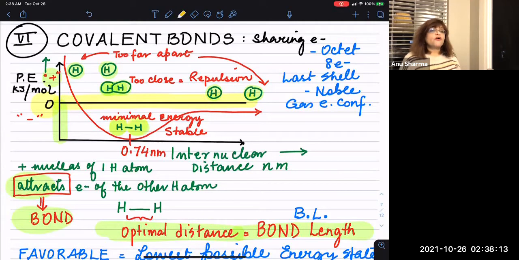The bond is only formed when the two atoms give away so much of the energy that they have that they reach the lowest energy state, the minimum energy state, in which the nucleus of one hydrogen talks to the electron of the other, and the nucleus of the other hydrogen talks to the electron of the first. When the nucleus of one and the electron of the other are attracted, then the bond is formed.